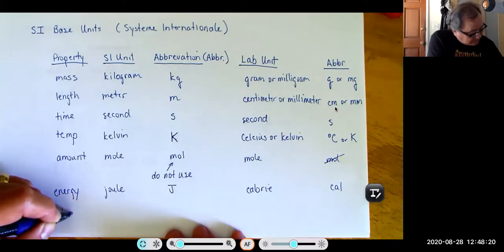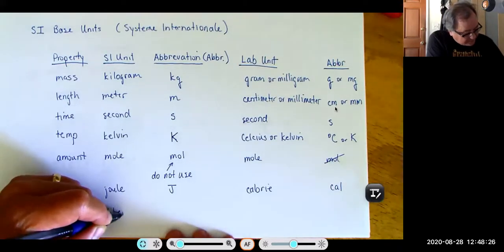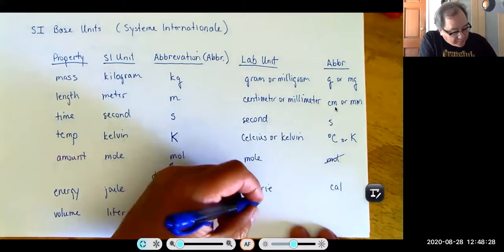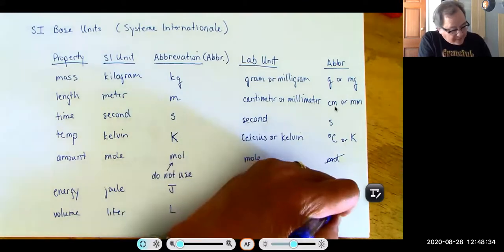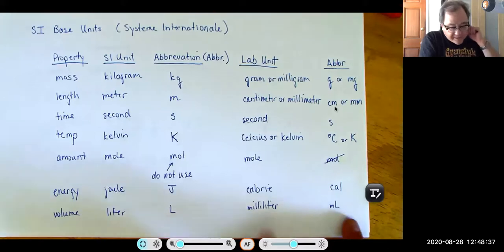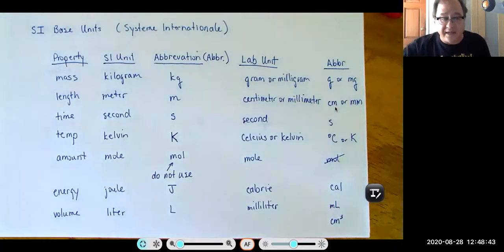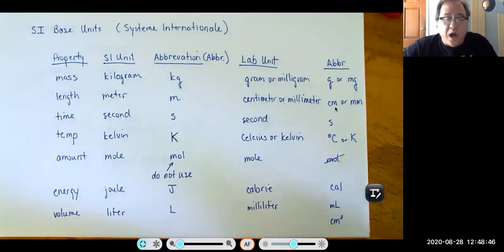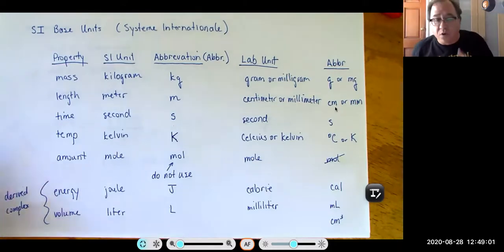Volume. For volume, we often use the liter. The abbreviation is an L, but in a lab, we more often use the milliliter. The reason this is not a base unit is because a milliliter is a centimeter cubed. In other words, it's a length times a length times a length. So a volume is actually a derived unit, not a base unit. Both of these are derived units. We could also call them complex because they're made out of more than one base unit.